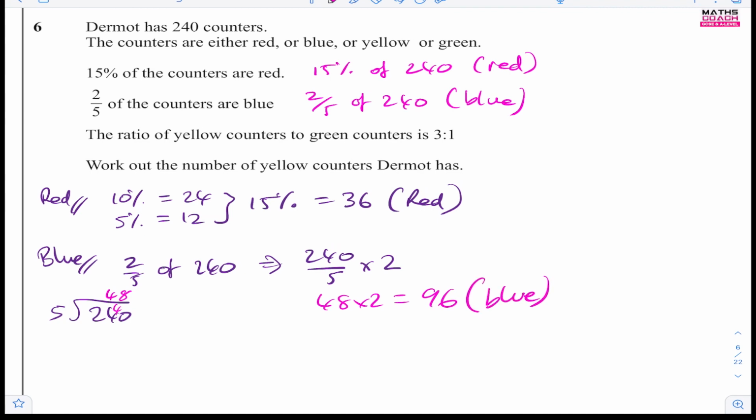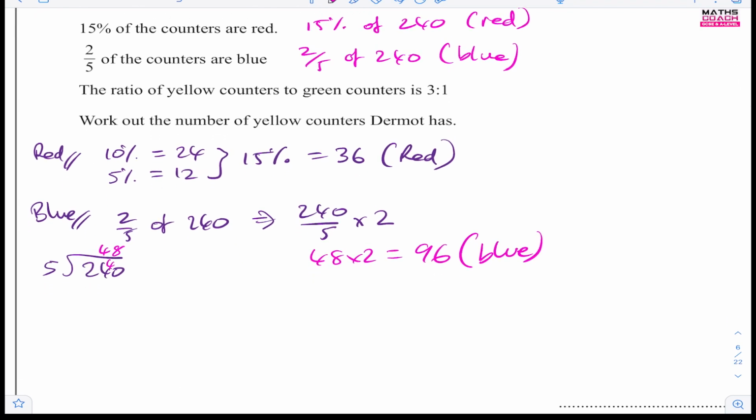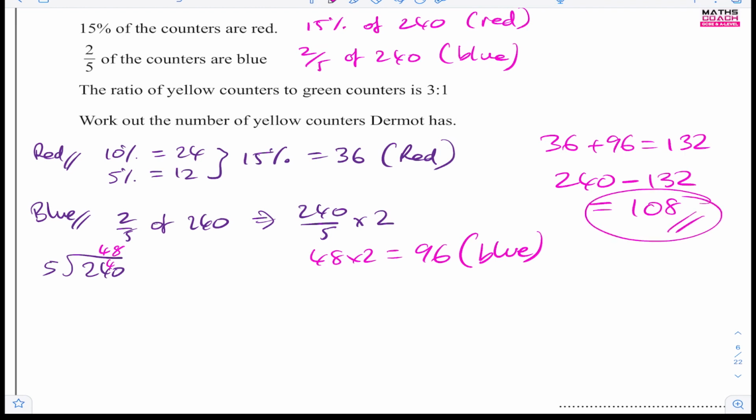Now we are going to add 36 and 96, our red and blue counters, and we are going to take this away from the total 240 counters, leaving us with just yellow and green counters. So 36 plus 96 is equal to 132, and we're now going to do 240 minus 132, which gives us 108. So 108 counters are either yellow or green.